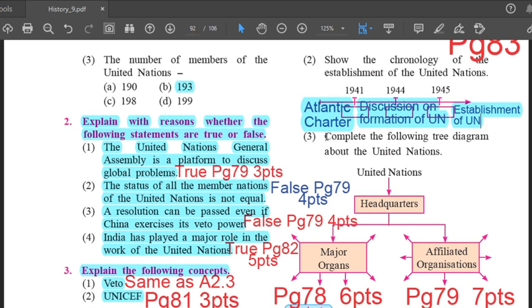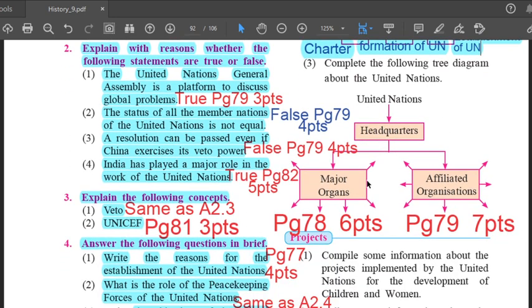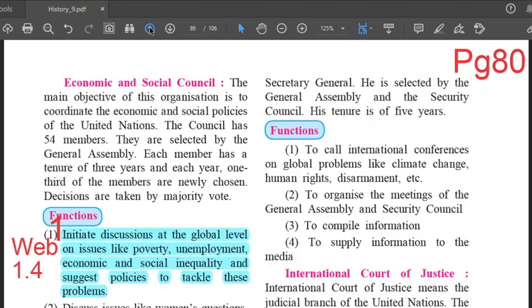Complete the following tree diagram about the United Nations. So the first part is headquarters. Now we have it's divided into two parts. Major organs. First we'll see the major organs. So the major organs of the United Nations are on page number 78. And there are 6 major organs. So let us go to page 78.